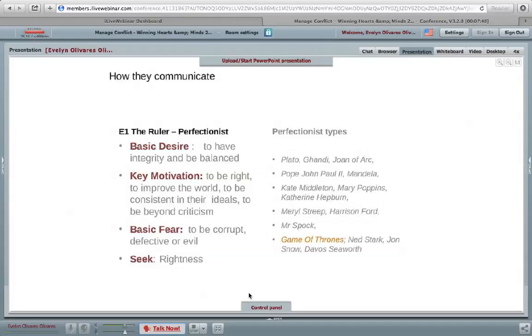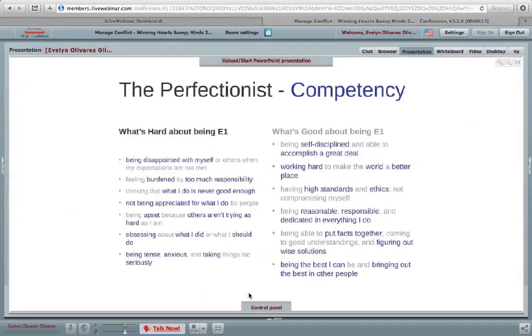On the left-hand side, you can double check your answers to the question in your assessment paper, and notice on the right-hand side other people who are perfectionist types. We have Meryl Streep, Harrison Ford, Kate Middleton, Mary Poppins, Mandela, Plato, Gandhi, all those people. In Game of Thrones, we have Ned Stark, Jon Snow, and Davos Seaworth. Let's take a look at what's hard about being a one, a perfectionist, a ruler.